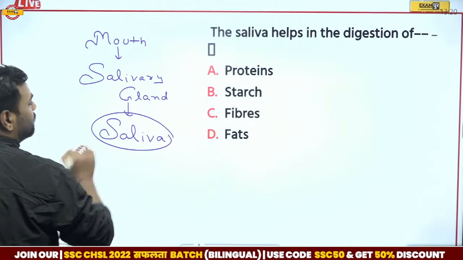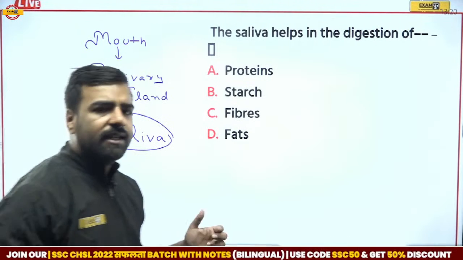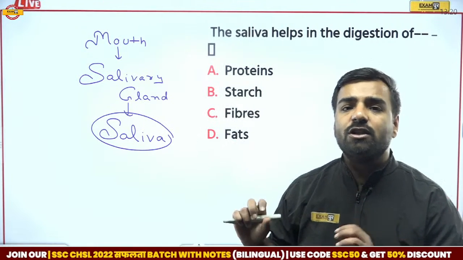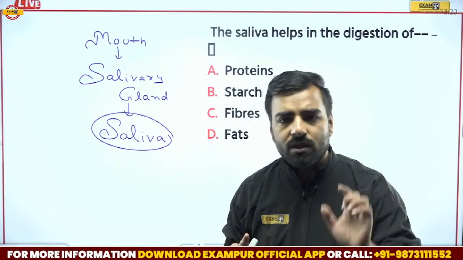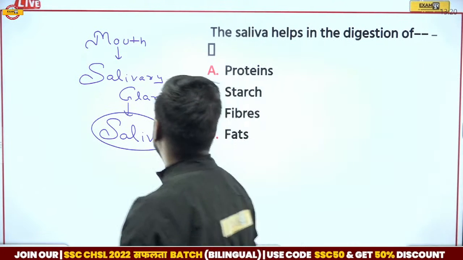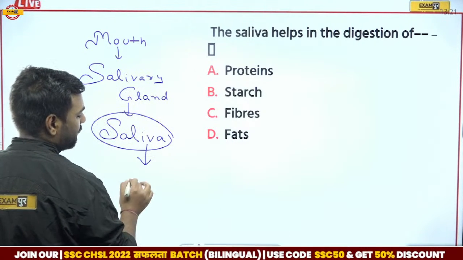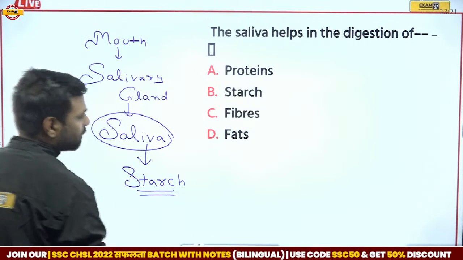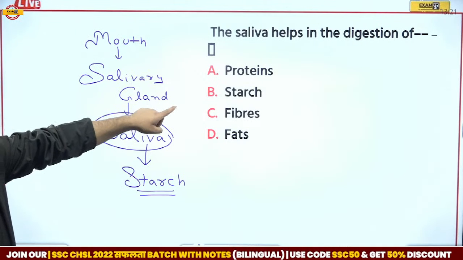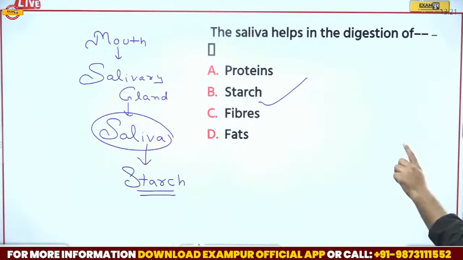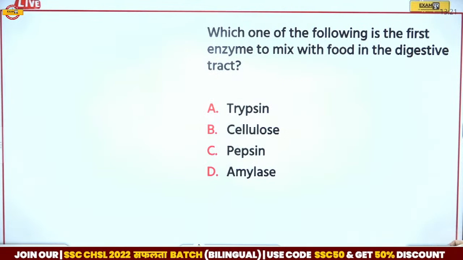And this saliva is providing lubrication also. Apart from lubrication, it is also killing microorganisms, no doubt. But one more thing, if I talk about this saliva, it is helping in the digestion of starch as well. Right? So yes, we have option number B over here. So what is the correct answer? The correct answer is going to be starch. So if I talk about these options, starch is going to be the correct answer.